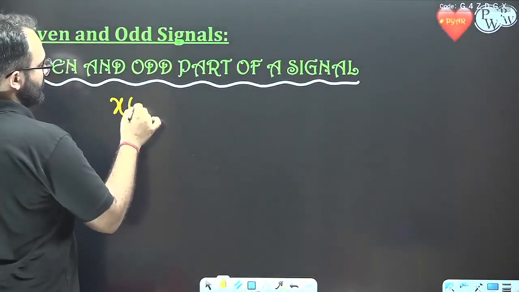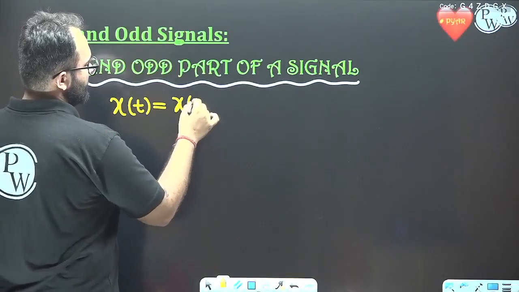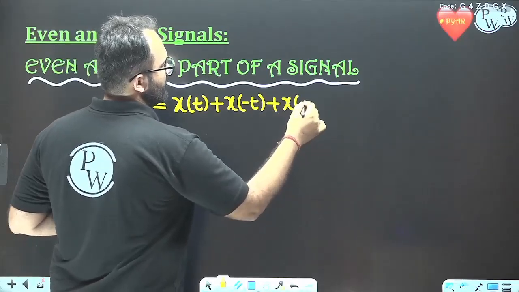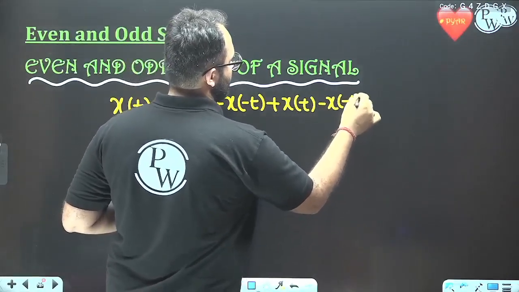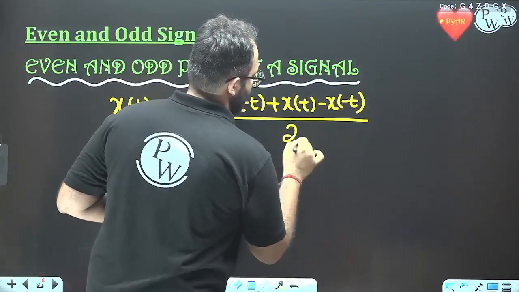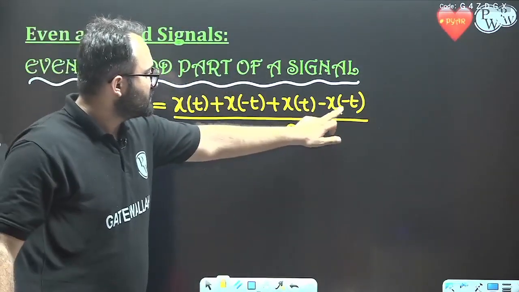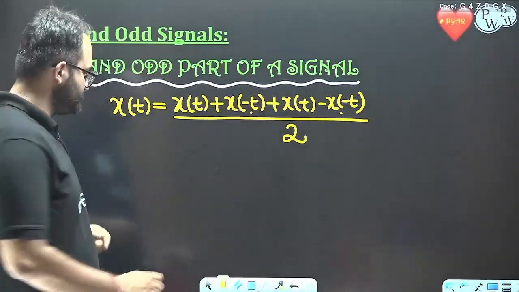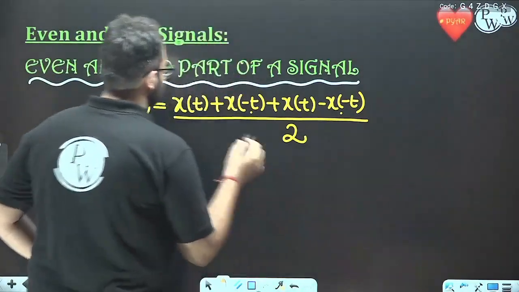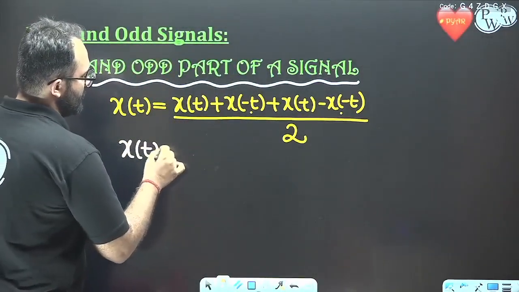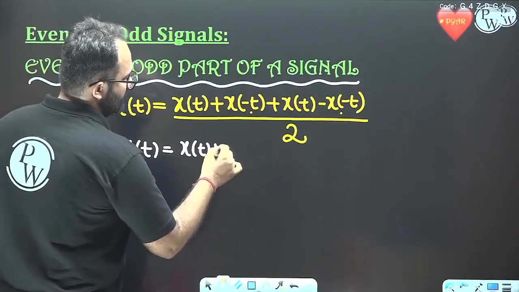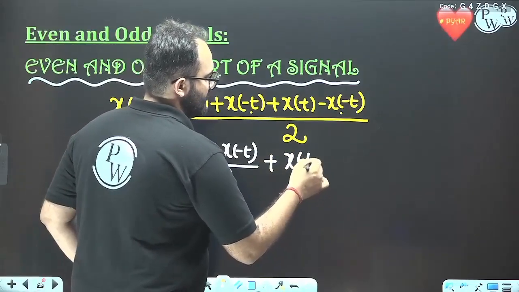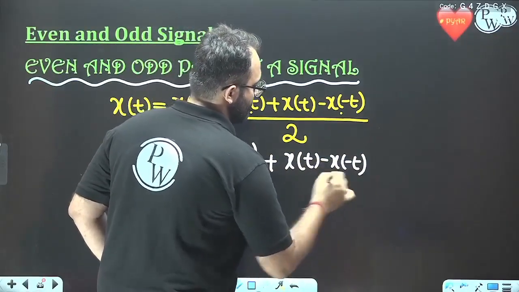So suppose xt is a signal, we can write it like this: xt plus x of minus t plus xt minus x of minus t, and we divide it by 2. Yes, we can write it like this because this term and this term will cancel each other and we will get 2xt divided by 2, that is xt only. So we can see that xt is equal to xt plus x of minus t divided by 2 plus xt minus x of minus t divided by 2.